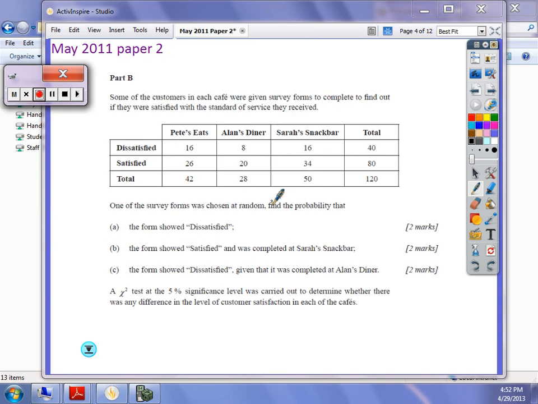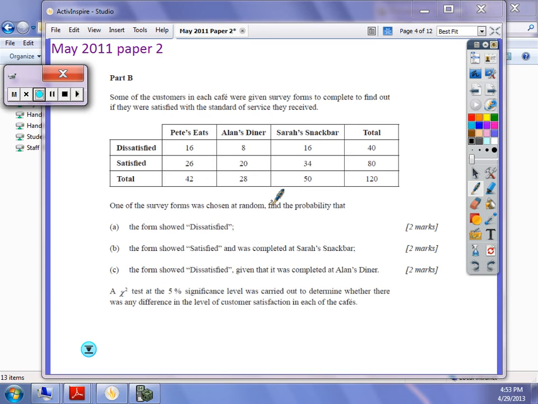All right, moving on, we've got the May 2011 Paper 2, Problem 2, Part B. So we're going to be using some of the same information that we had before, maybe a little bit different, and changing up to looking at some statistics problems here. Some of the customers at each cafe were given survey forms to complete to find out if they were satisfied with the standard of service they received. So we're asked in parts A, B, and C some basic probability questions.